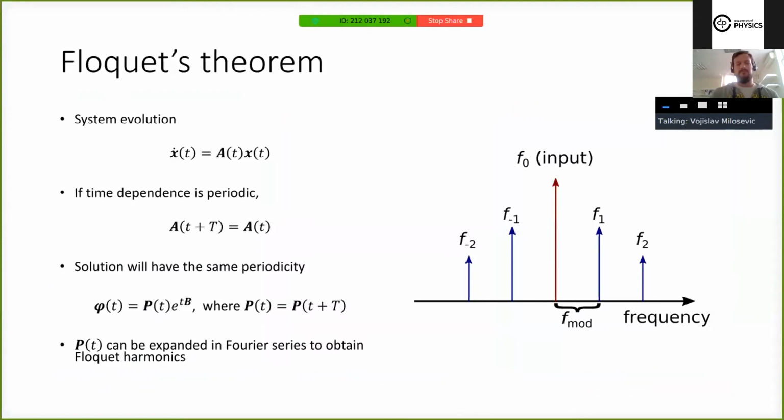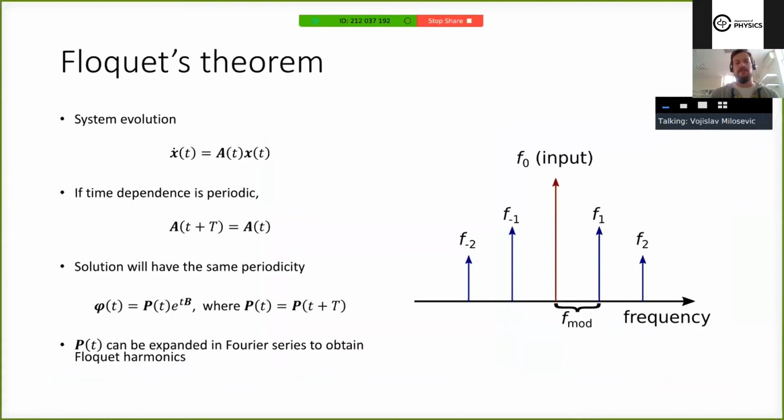Now, about the analysis of time-varying systems which have periodic modulation. Generally, they will be described by linear differential equations, but with variable parameters.